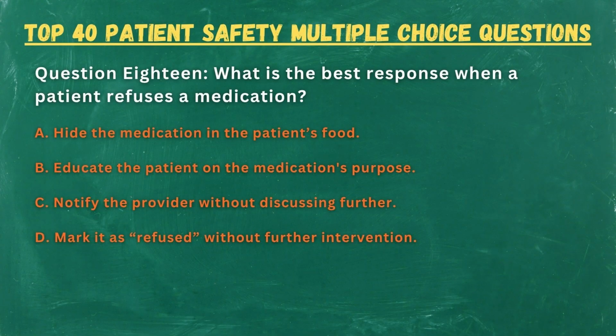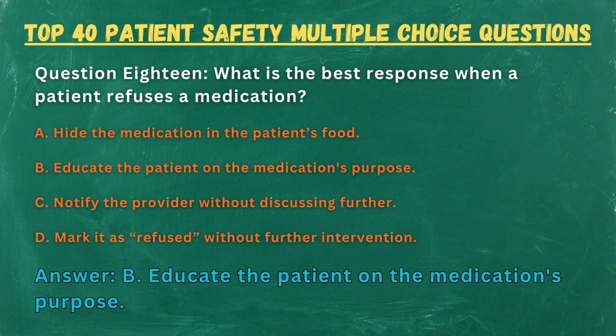Question 18. What is the best response when a patient refuses a medication? A. Hide the medication in the patient's food. B. Educate the patient on the medication's purpose. C. Notify the provider without discussing further. D. Mark it as refused without further intervention. Answer: B. Educate the patient on the medication's purpose.